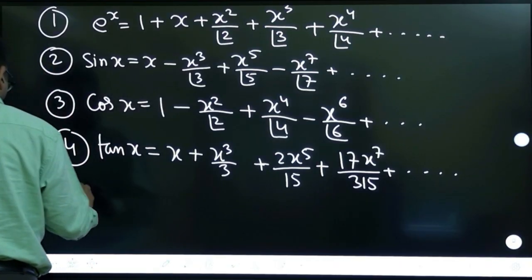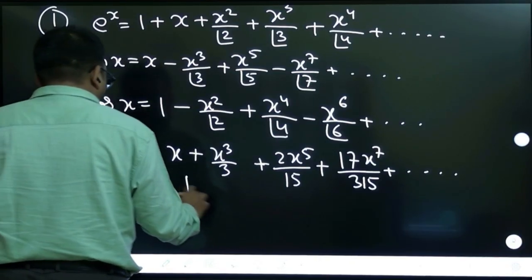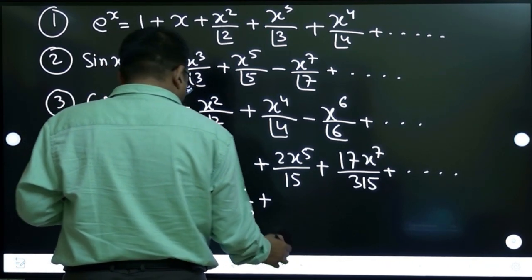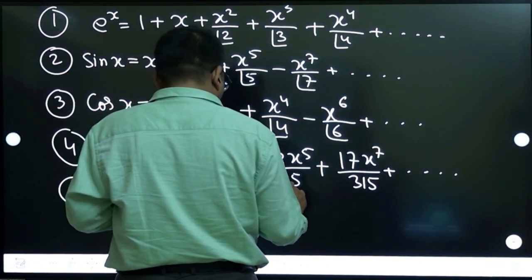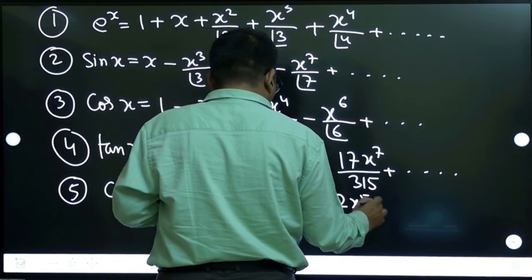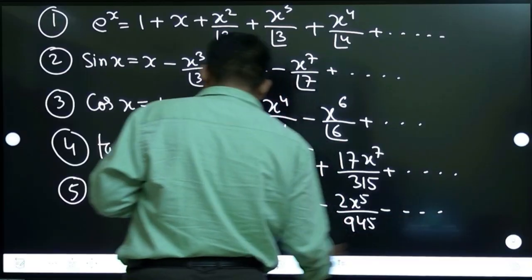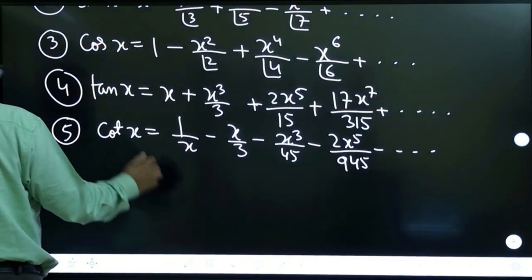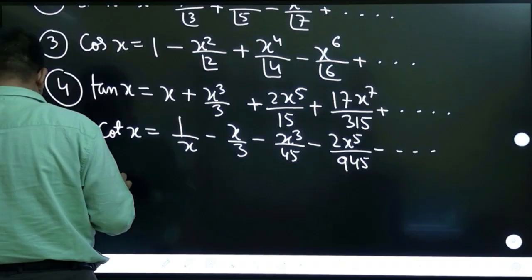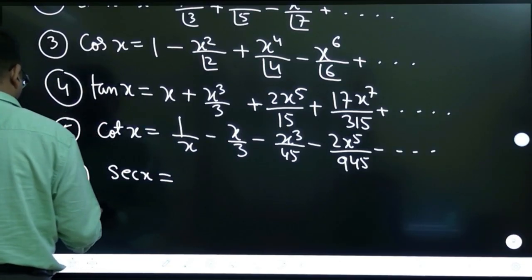Next, cot x: 1 by x minus x by 3 minus x cube by 45 minus 2x power 5 by 945 and so on. All minus terms are coming, but of course these things we are not using, but I am writing for the sake of record. You may note that secant x, cosecant x, all these things are there.